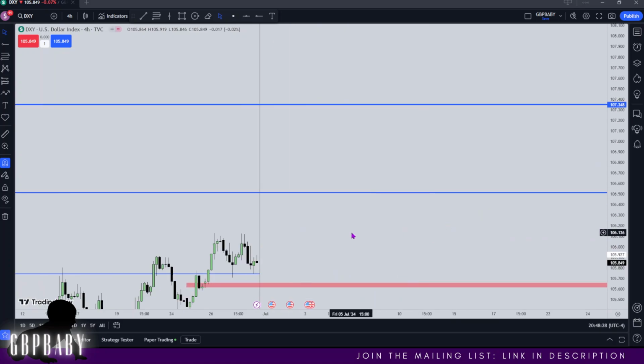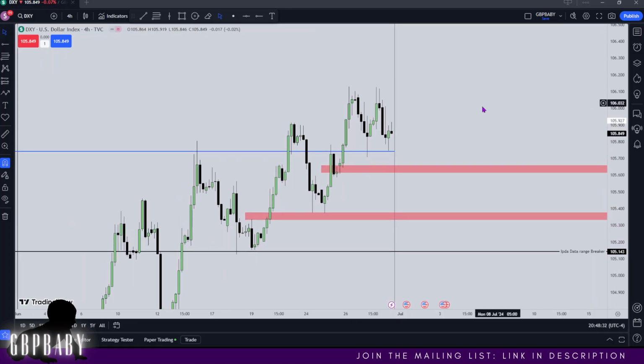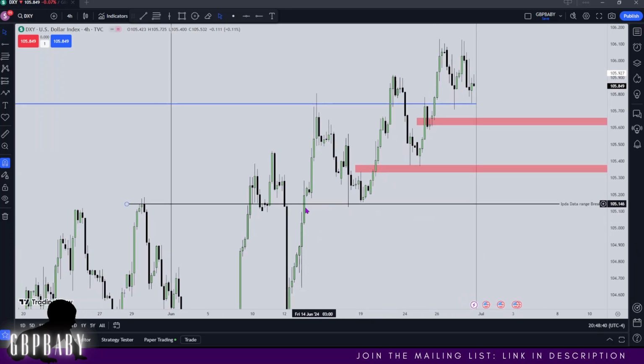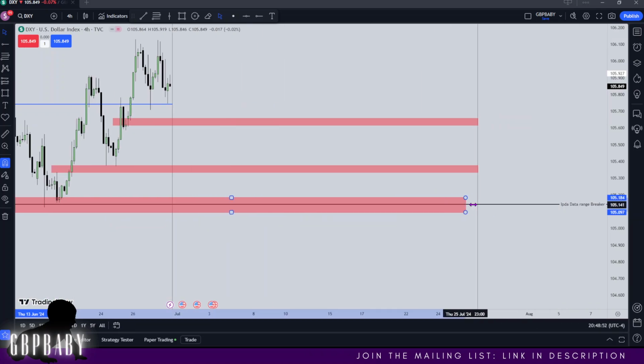So with that in mind, we can start looking at these discount PD arrays as potential places for price to want to trade into. And like I said, there's that fair value gap on the daily here, and then there's that IPDA data range breaker, which is also lined up with the fair value gap right here as well. So I'm just going to have these marked out, and it really just depends on how bearish price is as we enter the month of July. But what I'm saying is that I'll be watching these to see if they provide support or not.